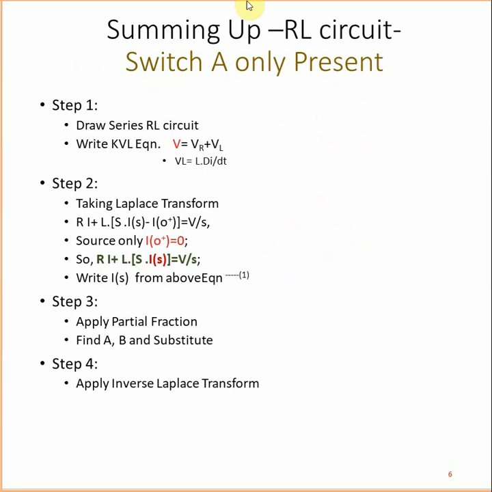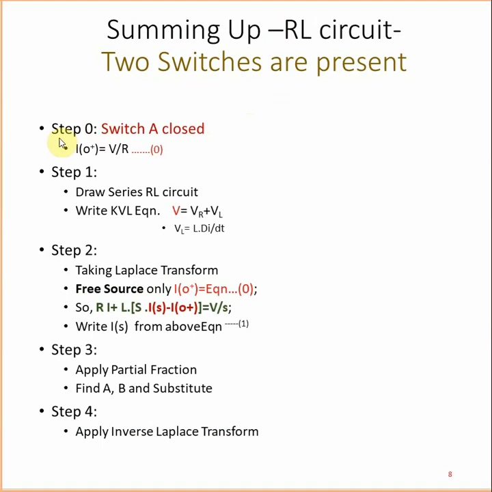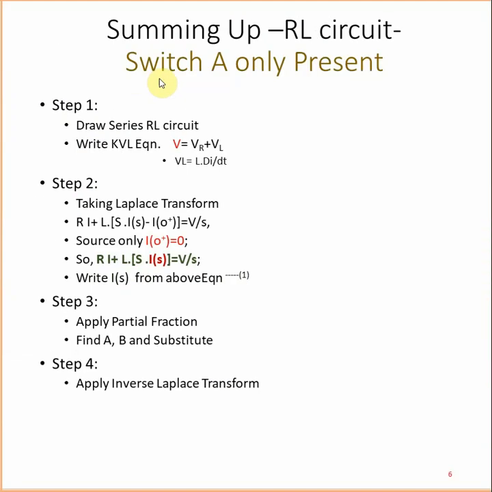Summing up, it is an RL circuit. If only switch A is present, these are the steps. If two switches are present, step 0 comes: I of 0 plus is V by R, that's all. If switch number 1 alone is present, then steps 1, 2, 3, 4.